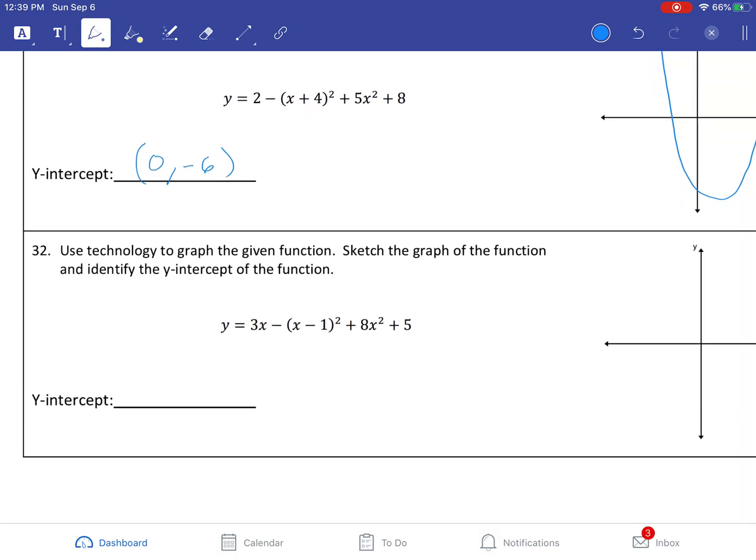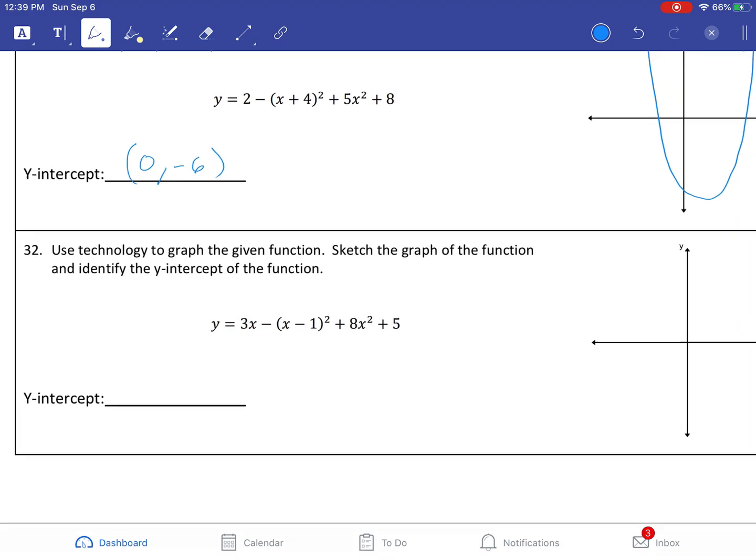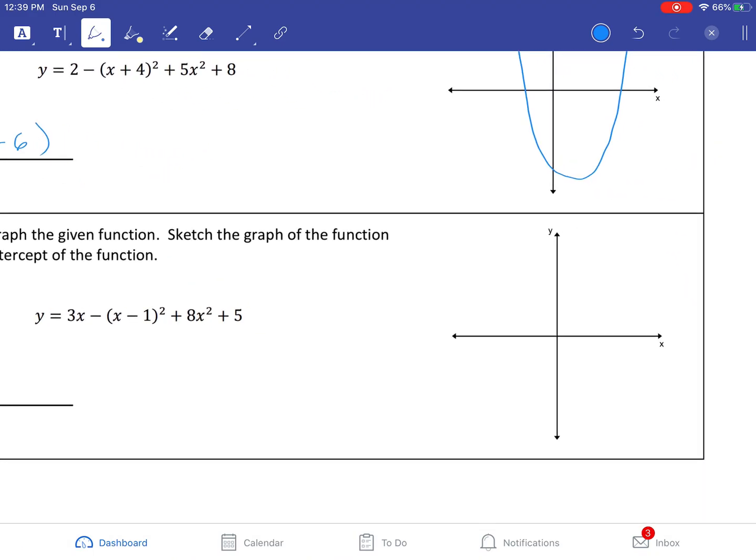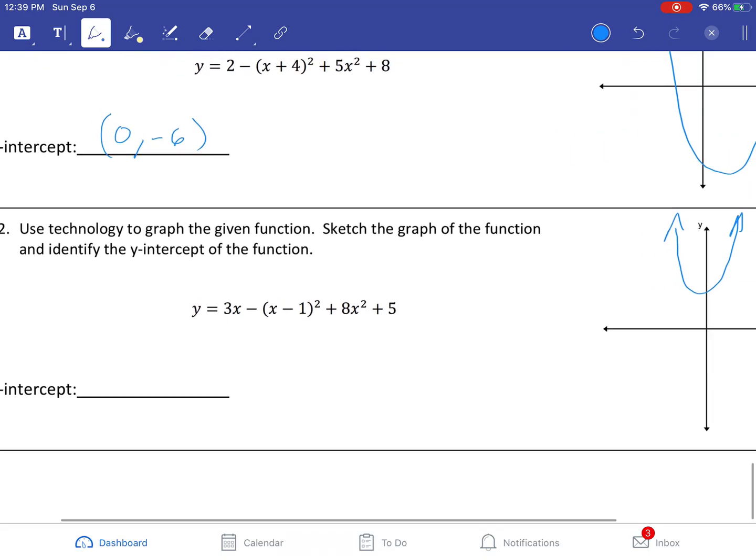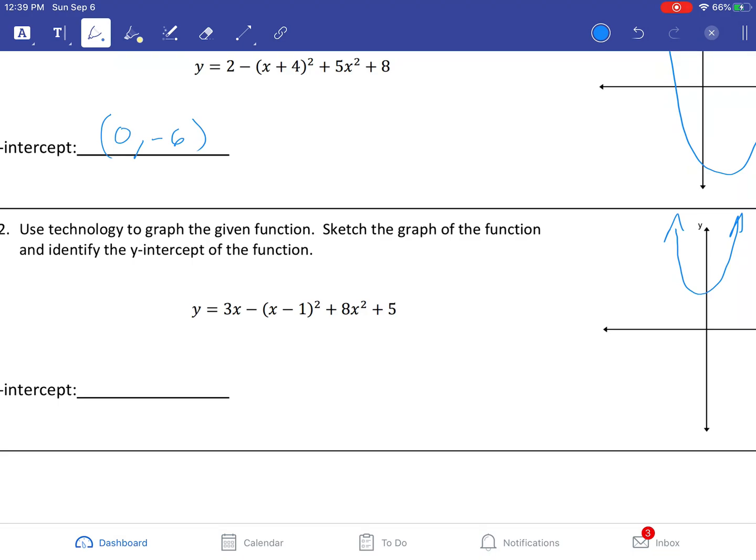Okay, and then the last one, go to the y equals button, clear out that equation that you just used, type in the new one: 3x minus parentheses x minus 1, parentheses squared, plus 8x squared plus 5. I'm going to graph this and see what this looks like. It's going to look a little bit like this. Again, we're going to go to second and then the table function. If you hit second and then the graph button, it gives you a table. You find out where x is 0, and you're looking for the y value of that, which is 4.